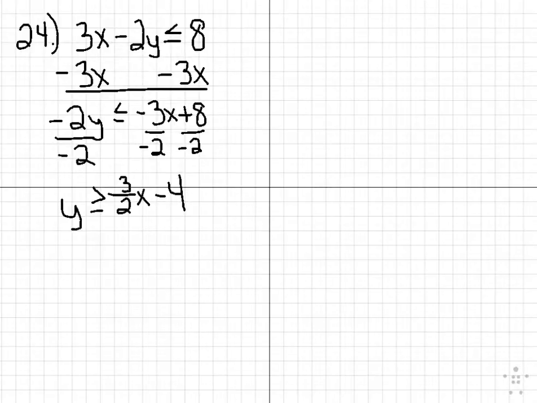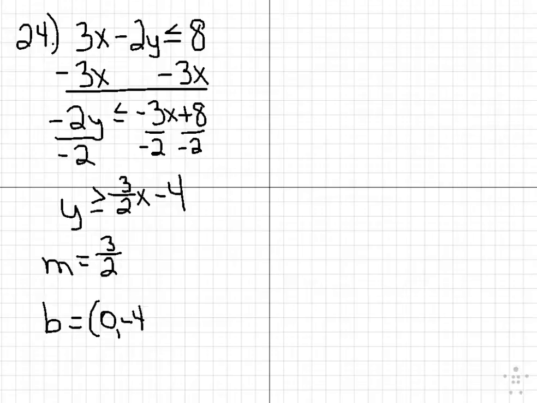Now, what I do is I know two things. My m is 3 over 2, and my y-intercept is 0, negative 4. So I go 1, 2, 3, 4, down to negative 4, and then from there, think of your slope as rise over run. So up 3, 1, 2, 3, and over 2, 1, 2. Now, this inequality does have an equal sign with it, so I am going to have a solid line.